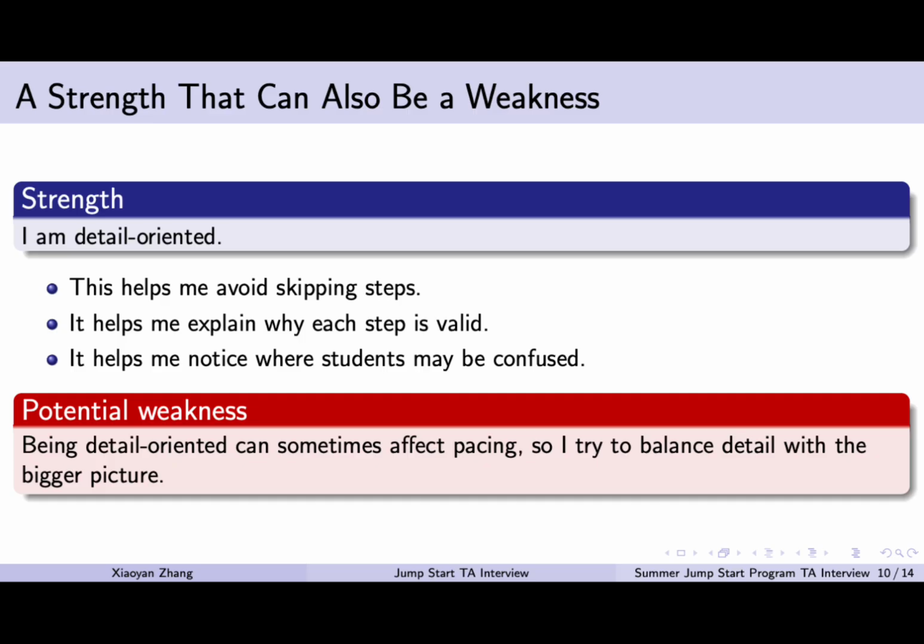But at the same time, I think being detail oriented can sometimes make me spend too much time on one part of a problem. So I have learned that good teaching also requires pacing. Students need careful explanations, but they might also need to see a bigger picture. So I'm trying to balance details with a bigger structure.